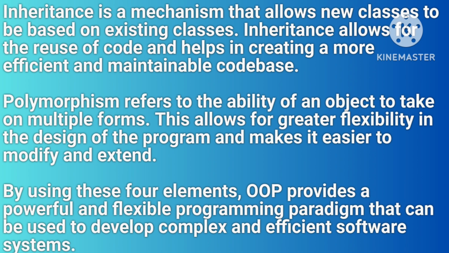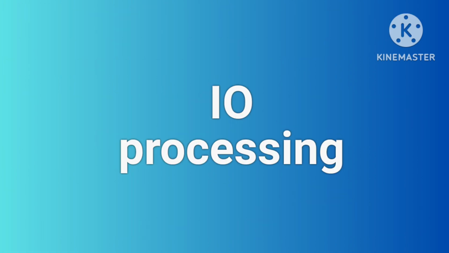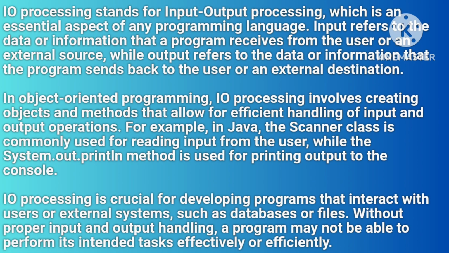I/O processing. I/O processing stands for input-output processing, which is an essential aspect of any programming language. Input refers to the data or information that a program receives from the user or an external source, while output refers to the data or information that the program sends back to the user or an external destination. In object-oriented programming, I/O processing involves creating objects and methods that allow for efficient handling of input and output operations.